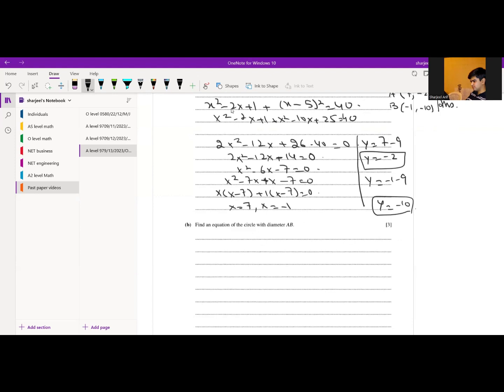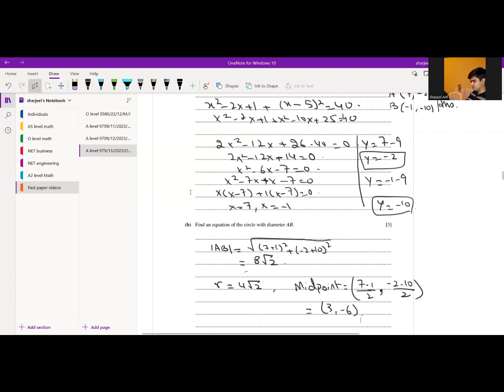The equation of the circle with diameter AB. So if A and B are diameters, then the distance of AB will be the length of diameter. So this will become the square root of 7 plus 1 whole square plus minus 2 plus 10 whole square. This will be equal to 8 under root 2. So if the diameter is 8 under root 2, the radius will be 4 under root 2. We can divide 8 under root 2 by 2. And the value of the midpoint will be 7 minus 1 over 2 and minus 2 minus 10 over 2. So this will be 3 and minus 6.